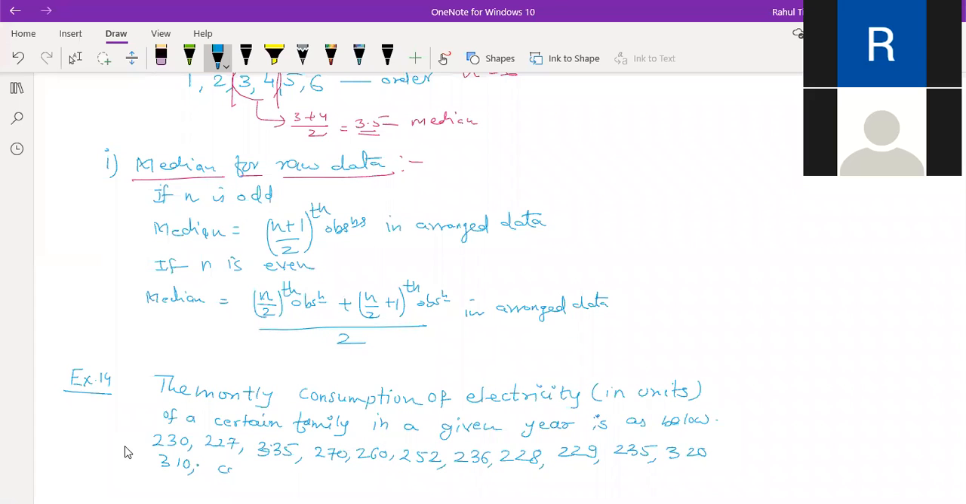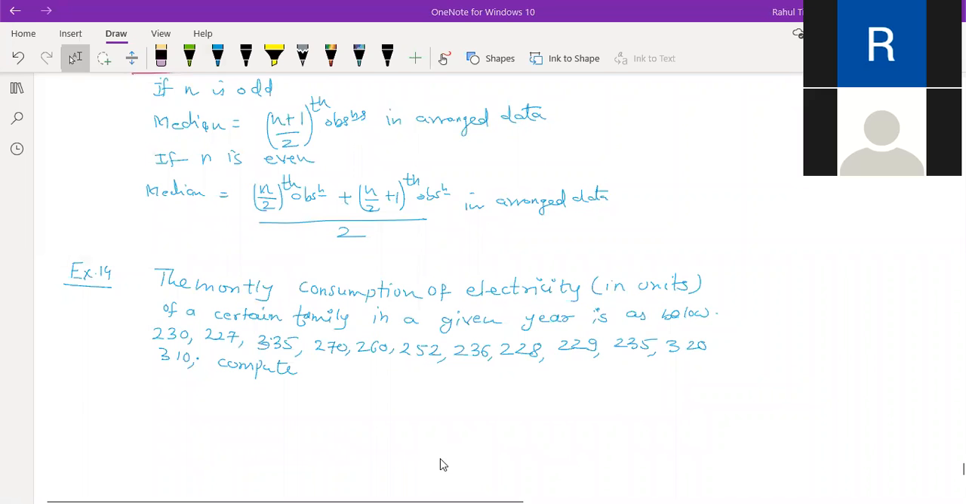Compute the median of consumption of electricity. Take down the solution.